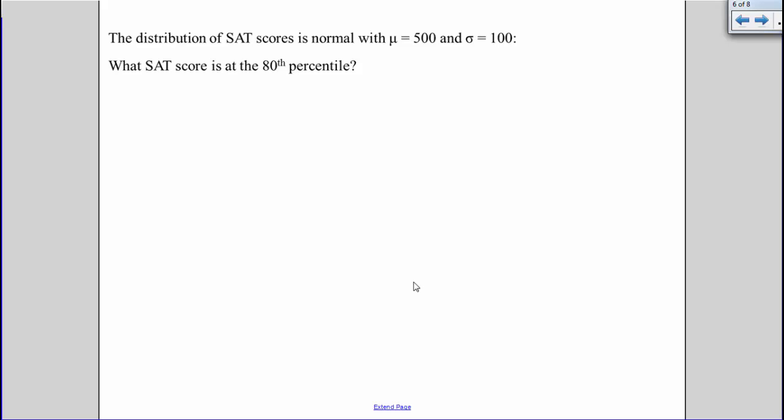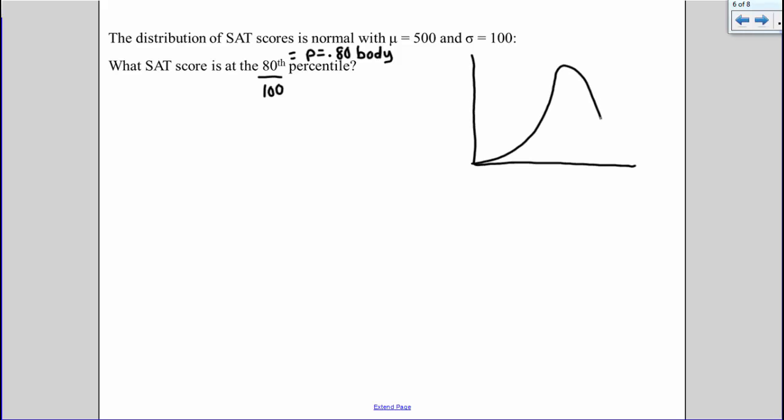Alright, so now let's go ahead and go over the answers to the problems that hopefully you already attempted on your own. So what SAT score is at the 80th percentile? So I know that I'm looking for 80 divided by 100 equals P of 0.80, and I know I'm looking in the body because this value is greater than 0.50, and I also know that I'm looking at a positive z-score because this value is greater than 0.50. But I'm going to go ahead and sketch this out anyway.